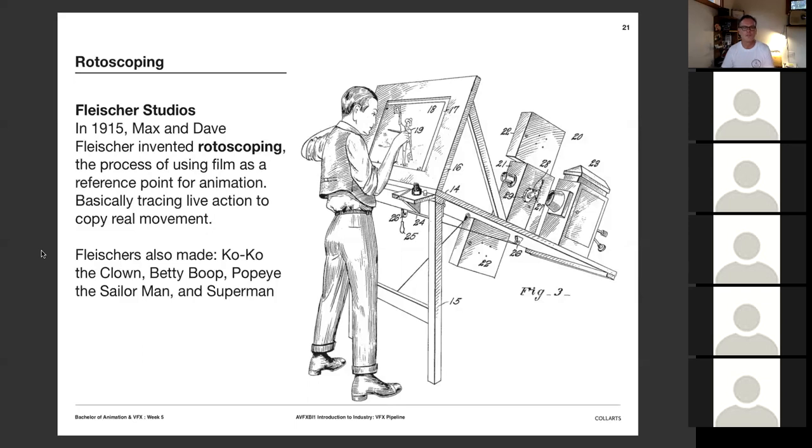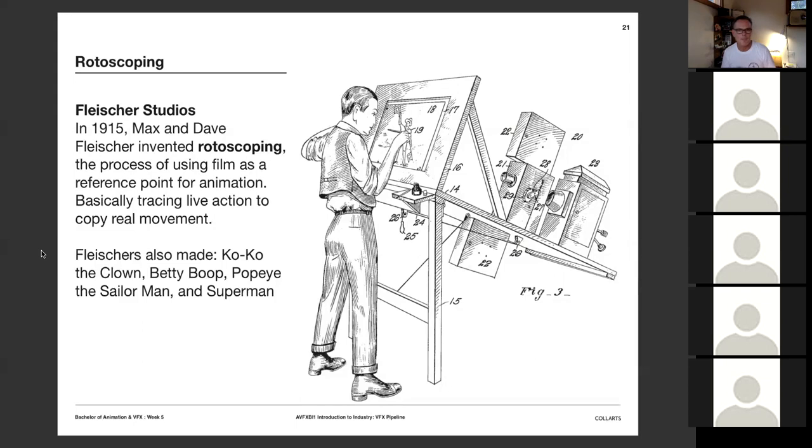Let's move on with the development of visual effects and animation. Now, every week we've talked about this thing called rotoscoping. My understanding of rotoscoping isn't the modern digital understanding. Back in my day, rotoscoping was a process of literally drawing each frame from live action, essentially tracing and copying the movement. It's the analog equivalent of motion capture.